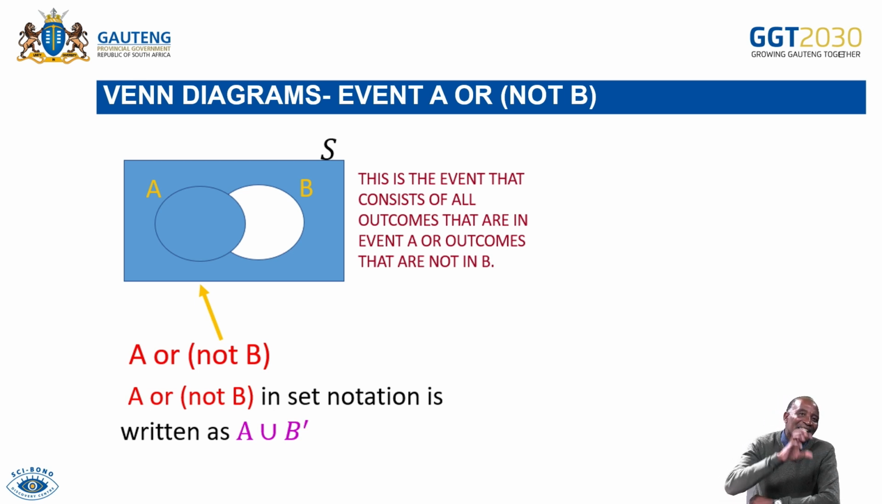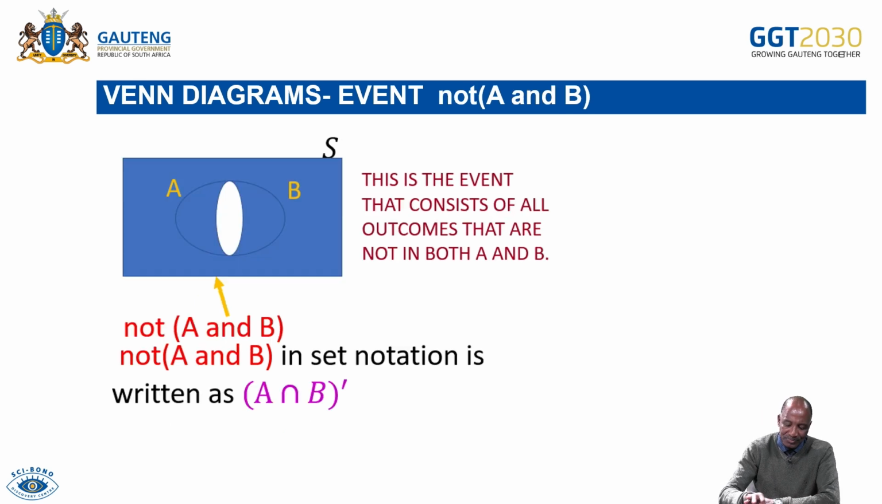So as you can see, what is not shaded there is B only. That white region is B only. Our focus is on the shaded part in blue. So the whole region that is shaded in blue is not in B. So it's a combination of all the elements that are not in B and those that are in A. That is also written as A union B complement.